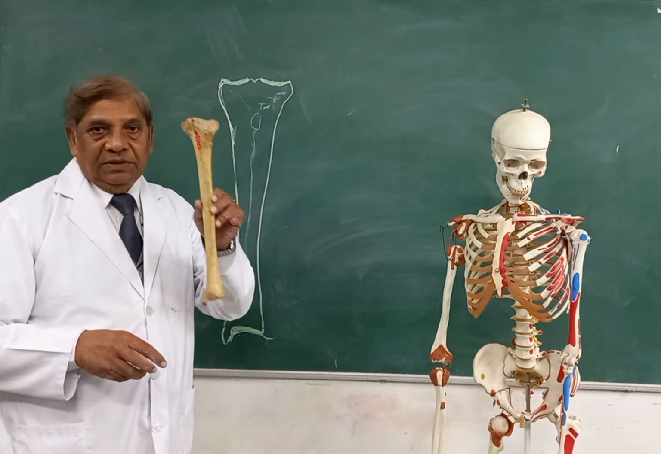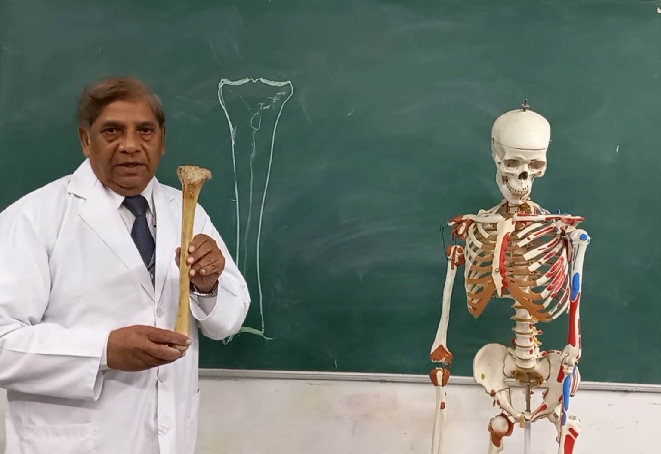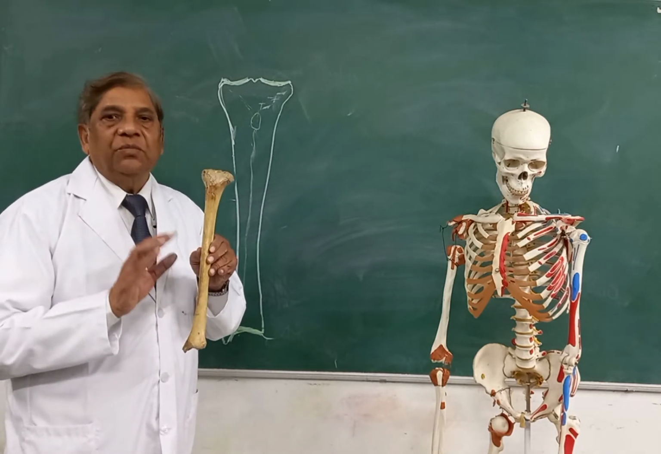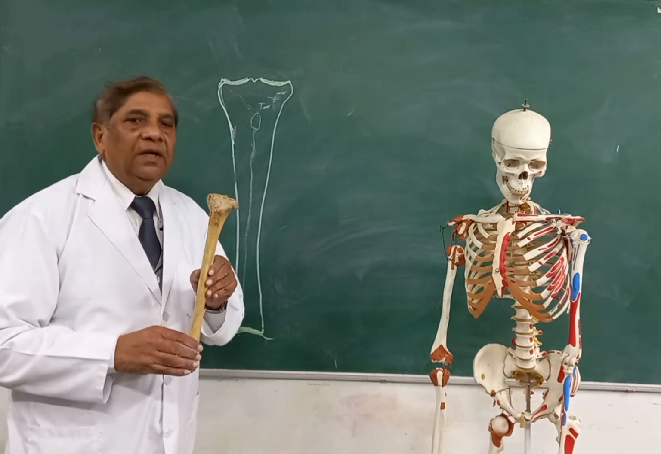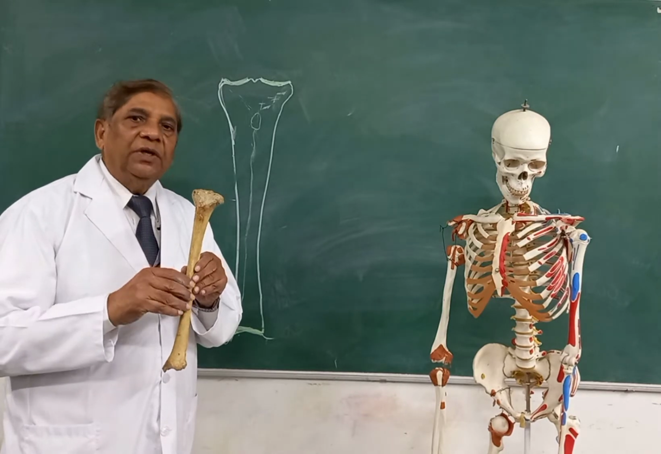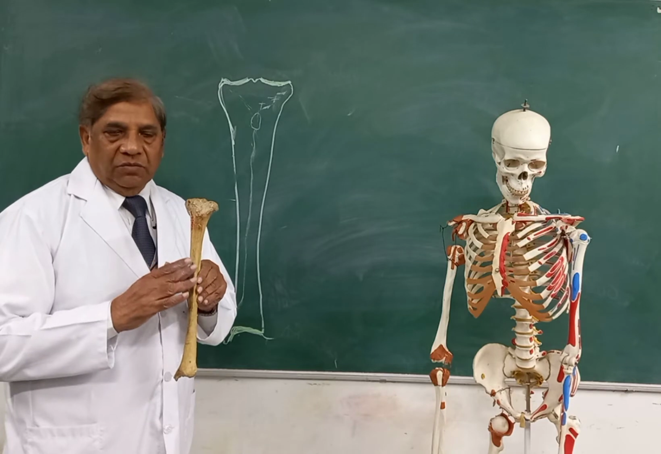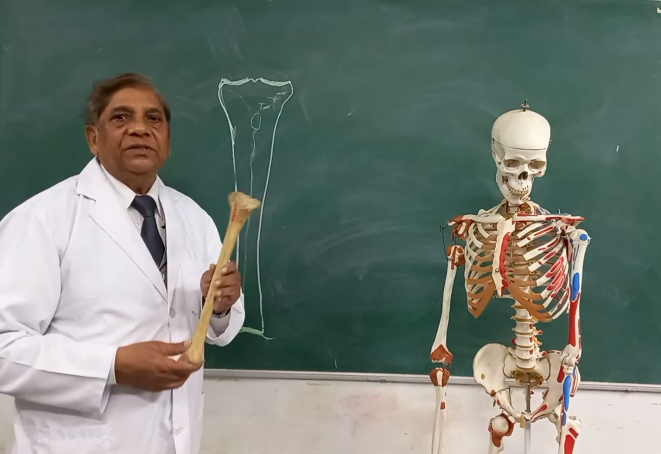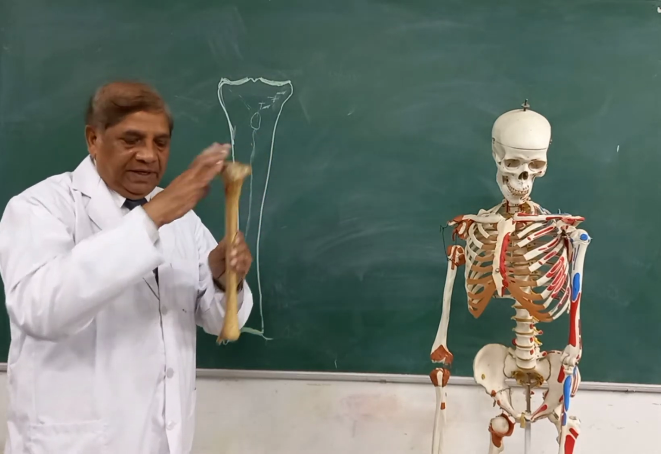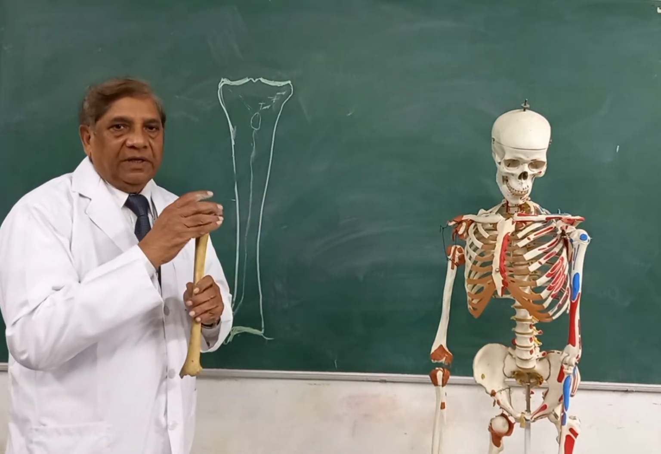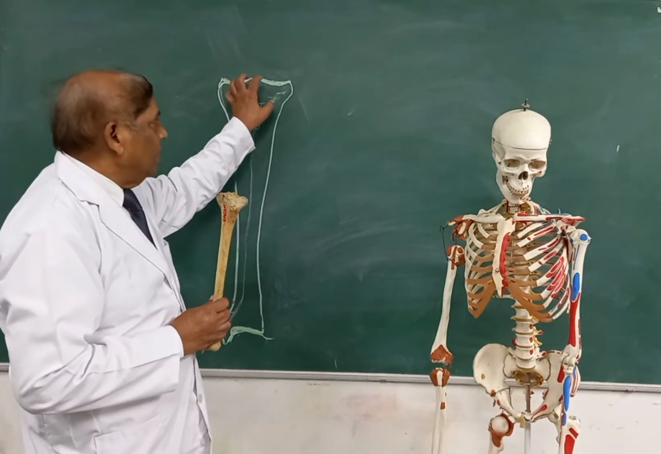Now in this short video I am going to tell you about the general features of a living long bone. Say for example, this is a long bone, the tibia, the bone of the leg, but this is not a living bone, because it is a dead, dried bone taken out from the cadaver. We will be talking about the bone which is present inside a living person. A long bone has two ends, the upper end and the lower end, and these two ends of a long bone are broad.